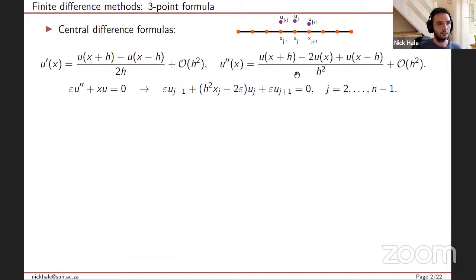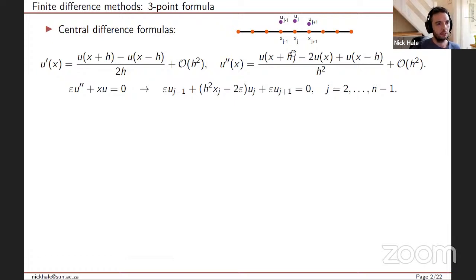There are many ways of deriving these formulas, and one way of doing that is by polynomial interpolation. This first one here we could get by interpolating u_{j-1} and u_{j+1} by a linear function and differentiating. That would give us this. And similarly here we could derive this formula for the second derivative by interpolating by a parabola and differentiating that twice, and we would get this formula here.